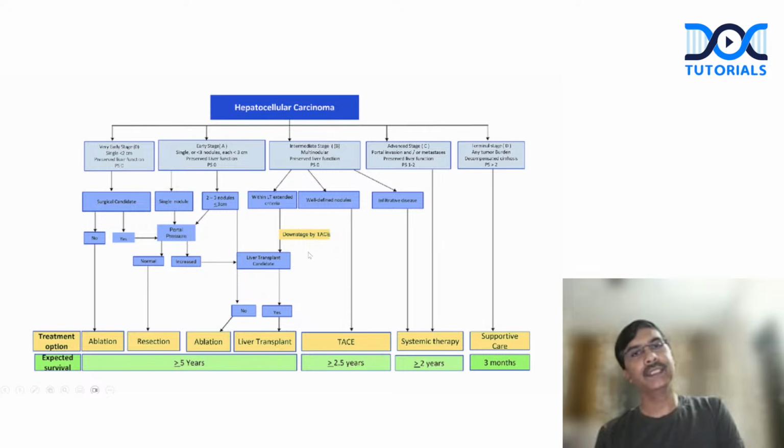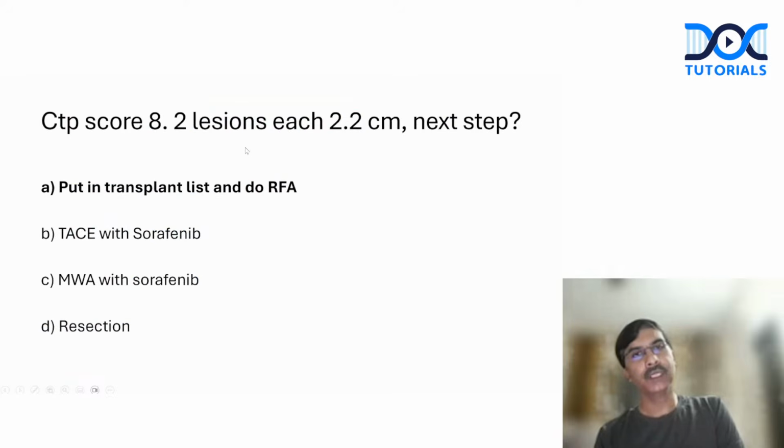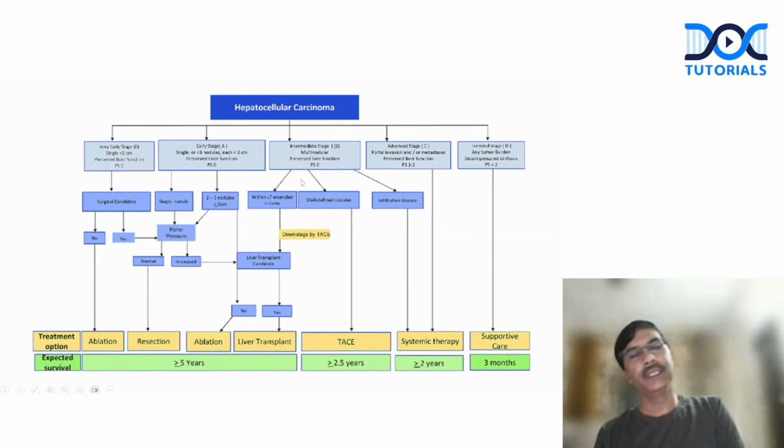Whereas in recent guidelines, there is a slight change. They can be either downstaged by TACE or they can be bridged. They need not be downstaged because none of the lesions is more than 3 centimeters, and there are no more than 3 lesions. So definitely they are well within the criteria of liver transplantation. Only thing is, during the waiting period, they can be put under RFA or any local therapy. So that change we need to see.